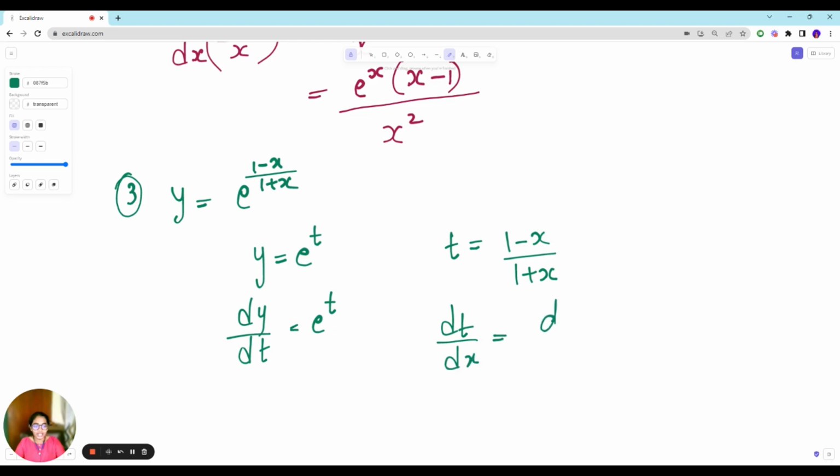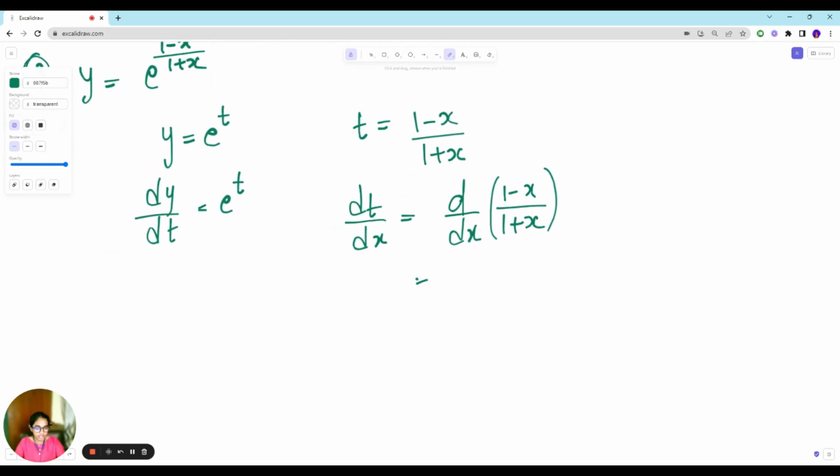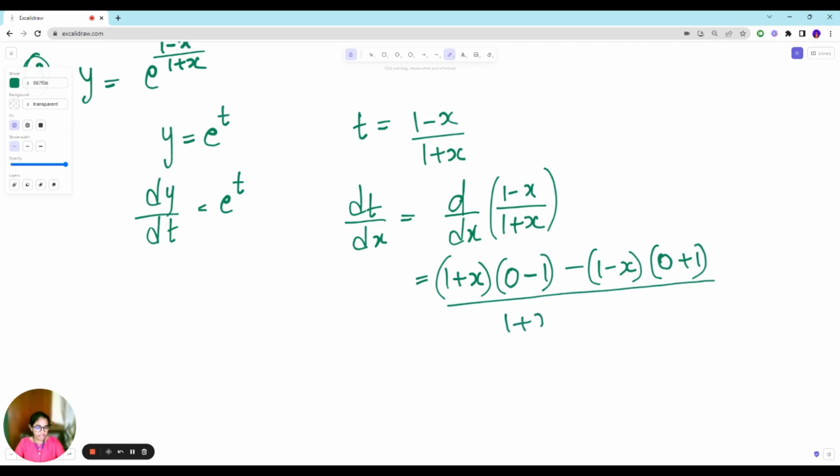That is equal to d by dx of (1 minus x) divided by (1 plus x). Now again, quotient rule. What does the quotient rule say? Keep the denominator as it is, differentiate the numerator, that is 1 minus x. So that would be 0 minus 1. Differentiation of 1 is 0. Differentiation of x is 1. Minus. Now keep the numerator as it is. Differentiate the denominator, that is 0 plus 1, divided by (1 plus x) the whole square.